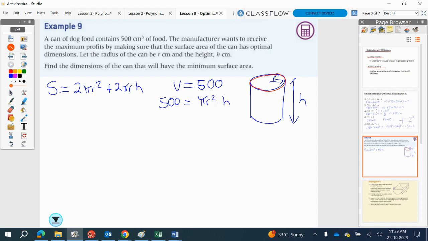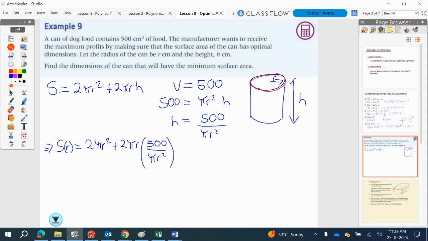So we can eliminate the height from the surface area formula using the volume formula. If we rearrange this, height is equal to 500 over pi r squared. So this means that S of r can be simplified to 2 pi r squared plus 2 pi r, and then we replace h with this expression, 500 over pi r squared.